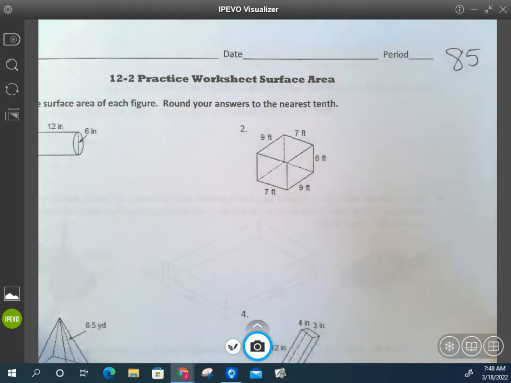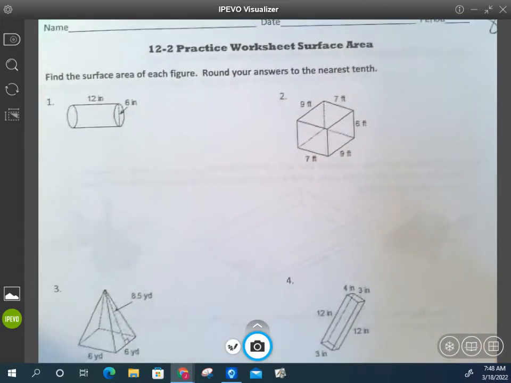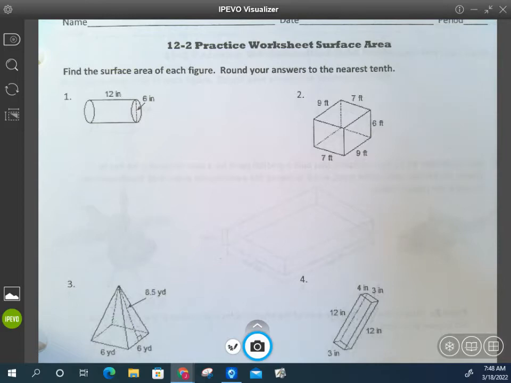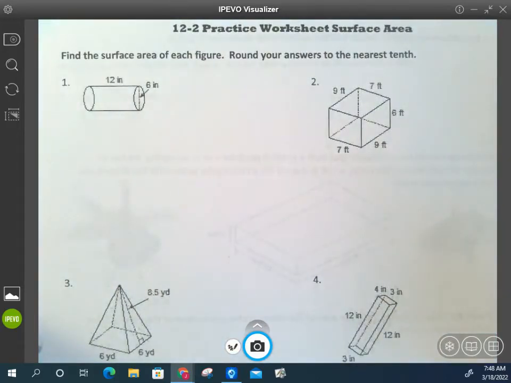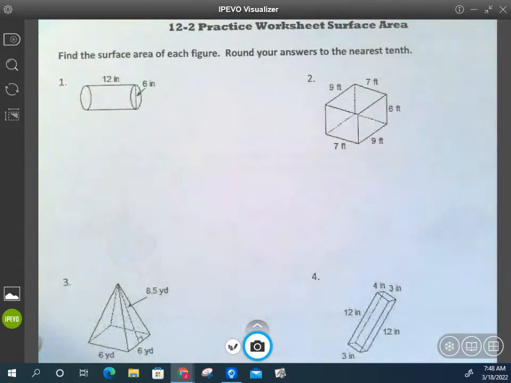All right, so we're on worksheet 85. We're practicing our surface area. So this is nothing new. I'm going to give you a couple reminders. We are doing surface area. We will get into volume, and that does change things. But surface area is the area around the figures. What would it take to wrap or paint the outside of the figures?